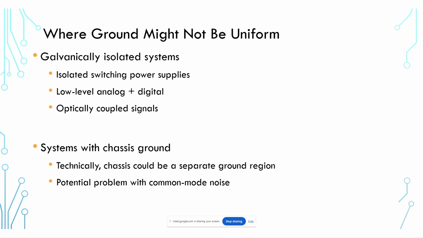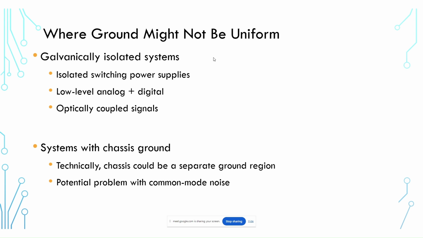So I mentioned there are instances where you can have non-uniform ground and things will work out very well. So what are some of those instances? Well, the most common instance where you actually do need to have separate grounds is where you have a system that is galvanically isolated. Galvanic isolation is where you are attempting to provide safety or protection at very high voltage. Splitting two regions so that they are disconnected from each other is the safest way to do that.